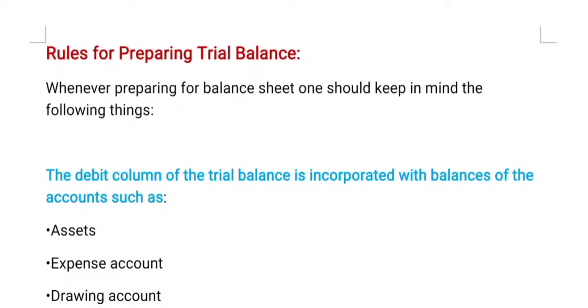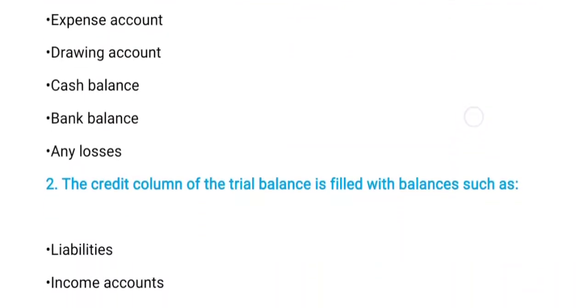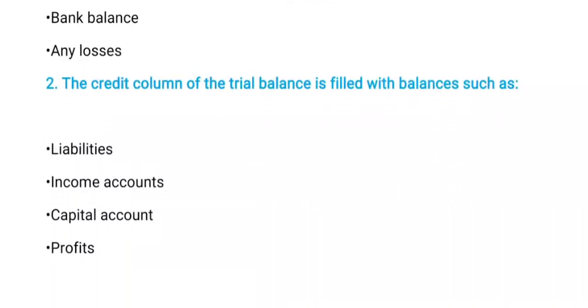Whenever preparing the trial balance, one should keep the following things in mind. We can take two sides of the trial balance: one is the debit side, another is the credit side. The debit column of the trial balance is filled with balances of accounts such as assets, expenses accounts, drawings account, cash balance, bank balances, and any losses. Then we go to the credit side. The credit column of the trial balance is filled with balances such as liabilities, income accounts, capital accounts, and profits.